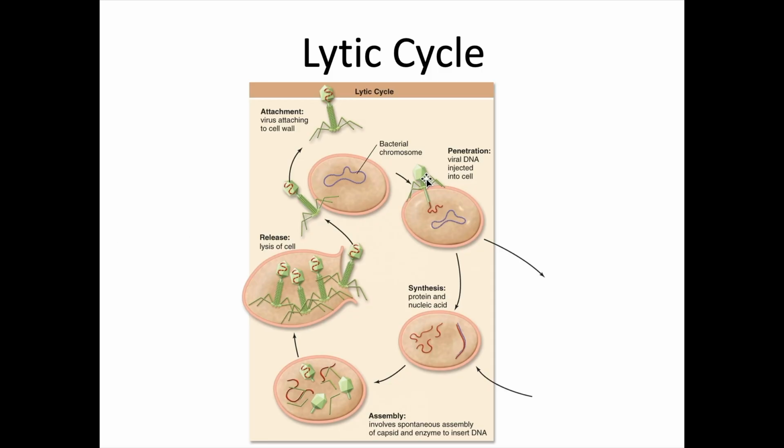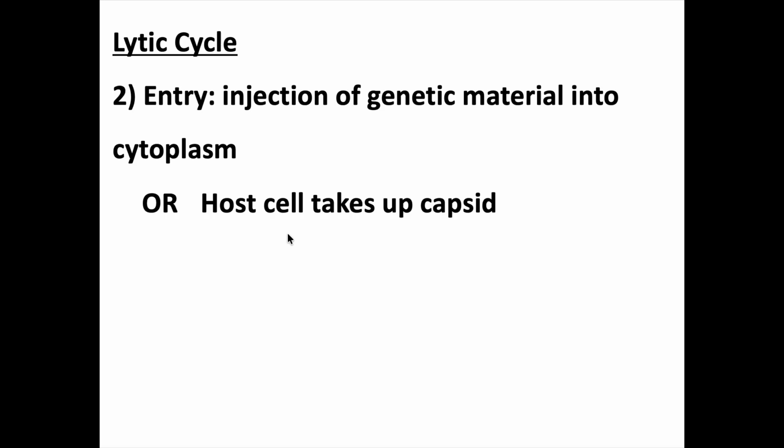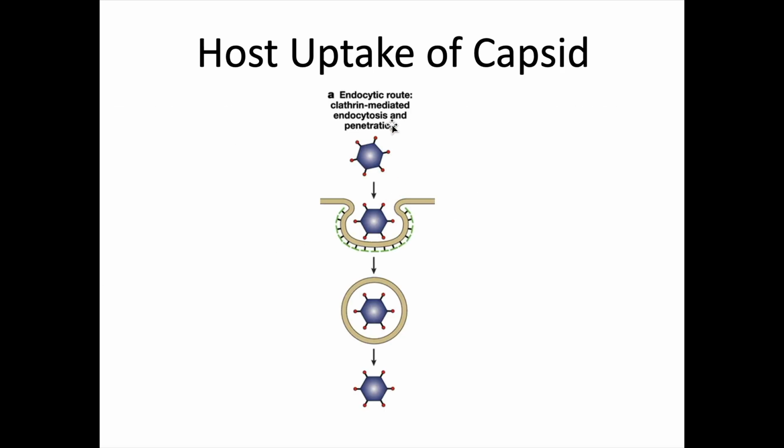Next, we have entry. There are a couple of different ways this can happen. This says penetration because it's injecting its genetic material into the cell, leaving behind an empty, hollow, non-functional capsid. But injecting the genetic material in is just one way that this can happen. So entry involves injection of genetic material, or sometimes the host cell can take up the entire capsid. Here's a viral capsid interacting with the host cell, and it tricks or forces the host cell to take up the whole thing into a vesicle, and then it escapes this vesicle and wreaks havoc inside of the host cell. That's another way that a virus can gain entry.